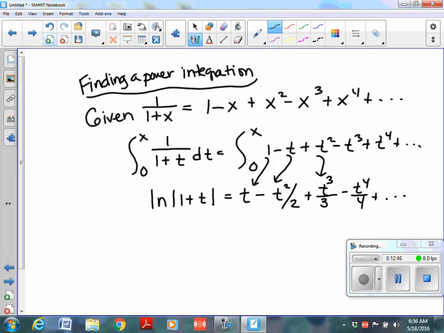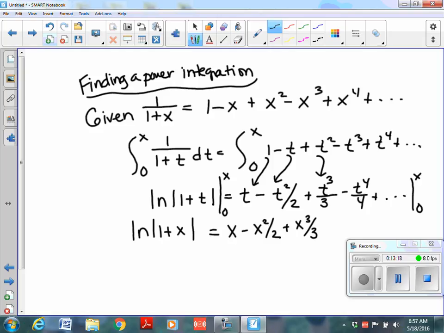I still need to substitute the 0 and the x. So it's the natural log of 1 plus x. When you plug the 0 in, you just get the natural log of 1, which is 0, so that knocks off. So it's just the natural log of 1 plus x, and then x minus x squared over 2 plus x cubed over 3. The rest of that, when you put the 0 in, cancels away.